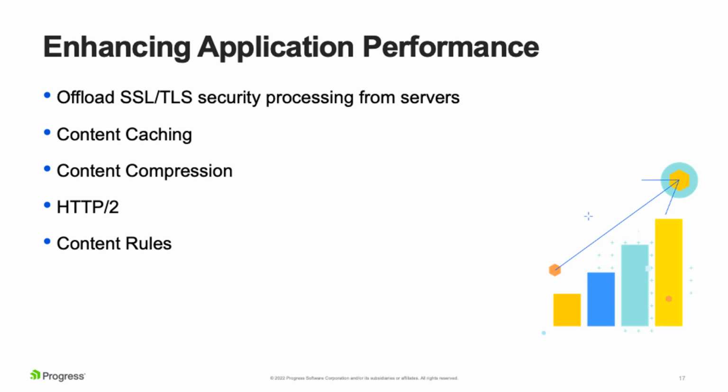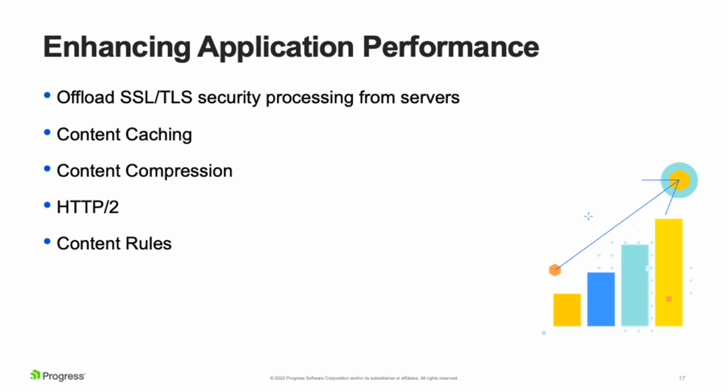Establishing and maintaining secure connections with clients is a significant computational and memory cost on servers. And removing that from the servers frees up those resources so the servers can deliver improved application performance. So that's offload.